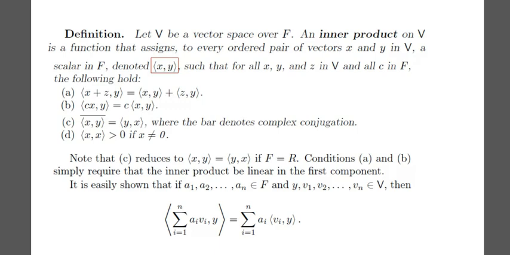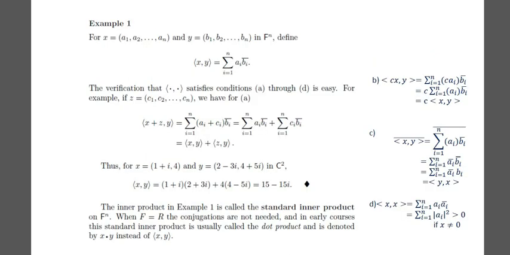Now in this chapter, we assume that the vector spaces are over the field F, where the field is either the real numbers or the complex numbers. If your field is the real numbers, then in the third property, the conjugate of the inner product of x, y is the same as the inner product of y, x, and this will be the same as the inner product of x, y. Now we can extend this result for n vectors, that is, the inner product of the summation i equal to 1 to n of a_i v_i and y is equal to the summation i equal to 1 to n of a_i times the inner product of v_i, y. Let us see some examples.